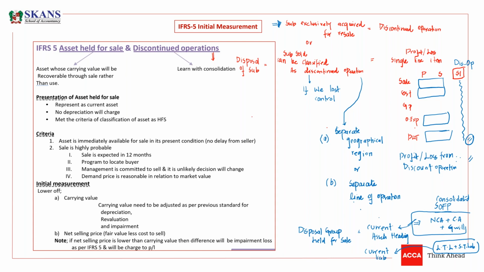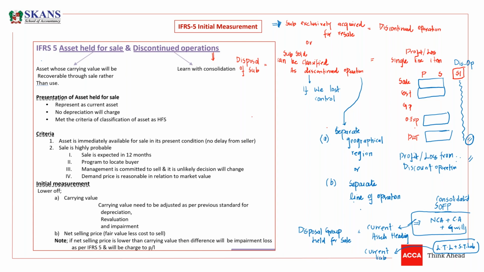So this is the discontinued operation part. It can be asked anytime. It is a very frequently asked topic in SBR, guys. IFRS 5 is a very frequently asked topic in SBR. Now, what is next? We have talked about discontinued operation. Now the topic is assets held for sale.